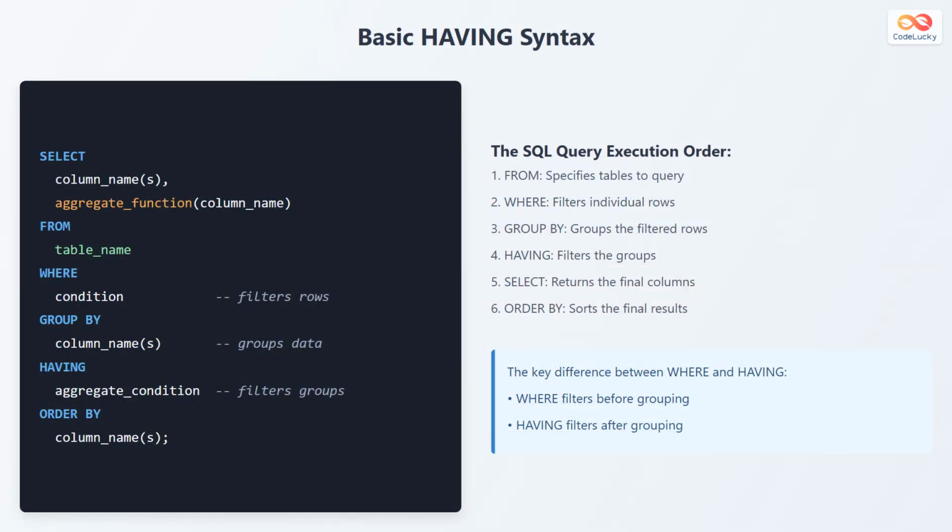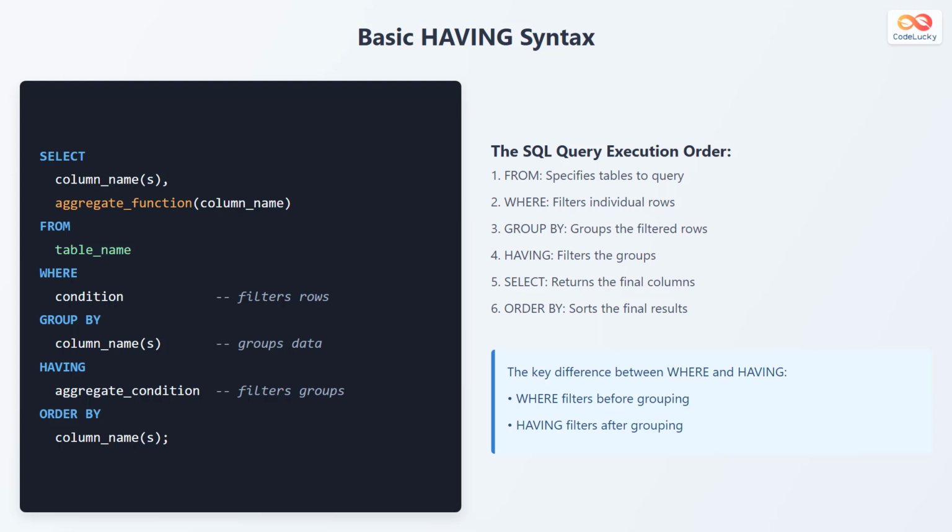Now let's understand the syntax of the HAVING clause. First, you select the column names and apply aggregate functions on the column names. Then specify the table name in the FROM clause. Optionally, you can use the WHERE clause to filter rows. Next, use the GROUP BY clause to group data based on the specified column names. Then, specify the aggregate condition using the HAVING clause to filter the groups. Finally, you can order the results by specifying the column names.